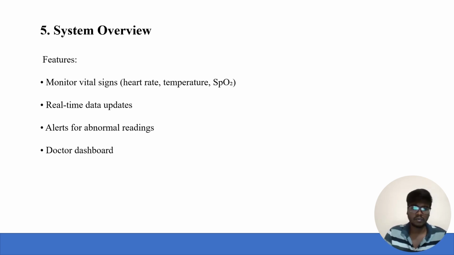And then the system overview. Here we can see the features like monitoring vitals, which shows the heart rate, temperature, and oxygen level, and also real-time data updates, alerts for abnormal readings, and a doctor dashboard. Here we are seeing the doctor dashboard, where we can book an appointment, and the doctor can check all the health parameters of the patient, and also the alert for abnormal readings, which is most important. The sensor triggers if any emergency occurs.